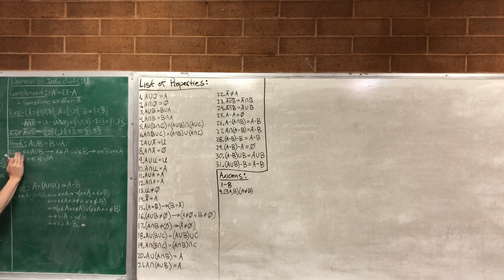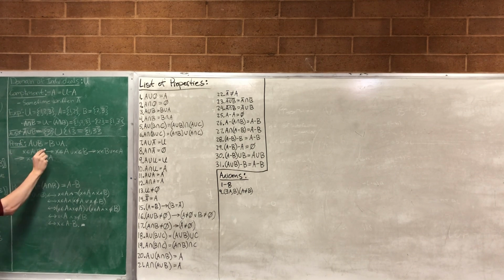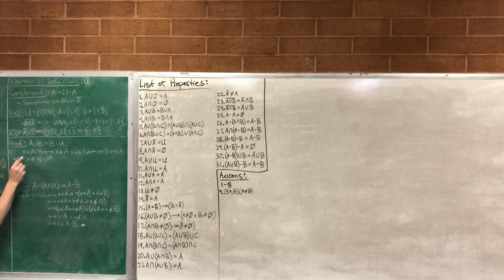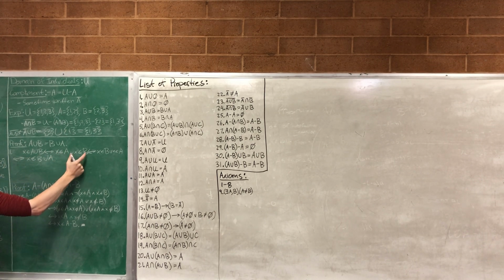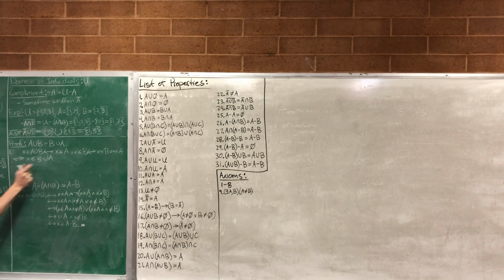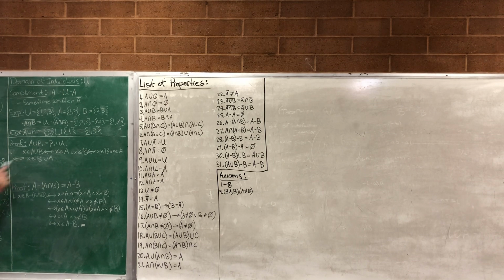If I get rid of my "let" and I make all these back and forward arrows, then we're done. x is in A union B is logically equivalent to x is in A or x is in B, is logically equivalent to x is in B or x is in A, is logically equivalent to x is in B union A. Therefore, these two things are the same. I could have also just done a second line showing it the other way, right?